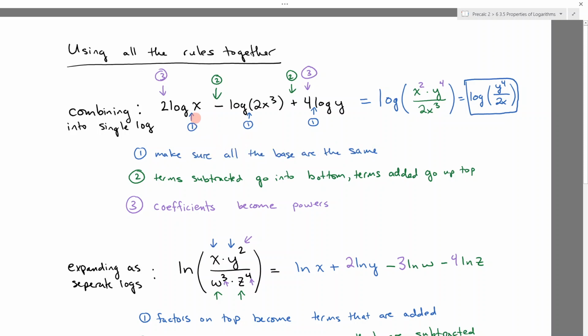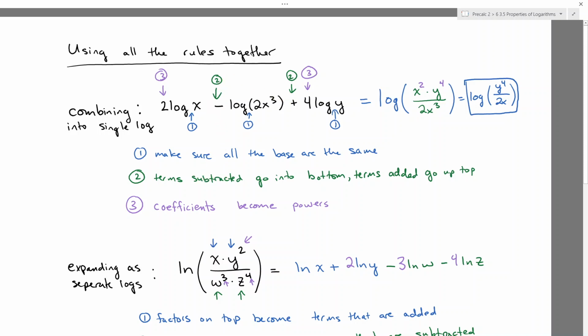Here we see that the base is not written, so that means this is the common log, which is base 10. Here we have a common log, and here again is the common log. So when we combine it, we have to combine it into the same log, the common log. So the bases are all the same. And then you pay attention to the operations. Here we have subtraction, and here we have addition.